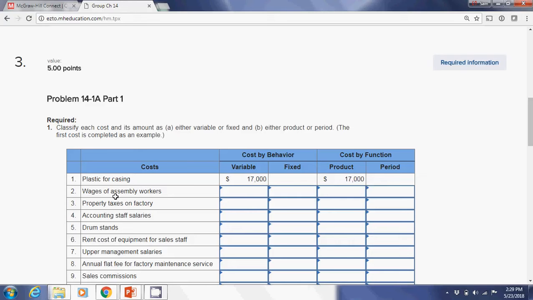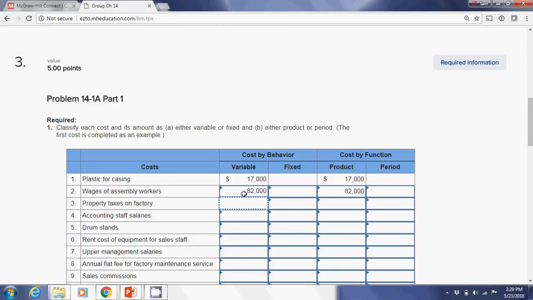And if it's hourly, it tells me that the more we sell, the more assembly workers I probably have to have there. So I think that $82,000 is definitely going to be a variable cost. And then we get down to, is it a product or period cost? The question is, does this simply happen in the factory or not? Absolutely happens in the factory. That's going to be $82,000 of product cost.